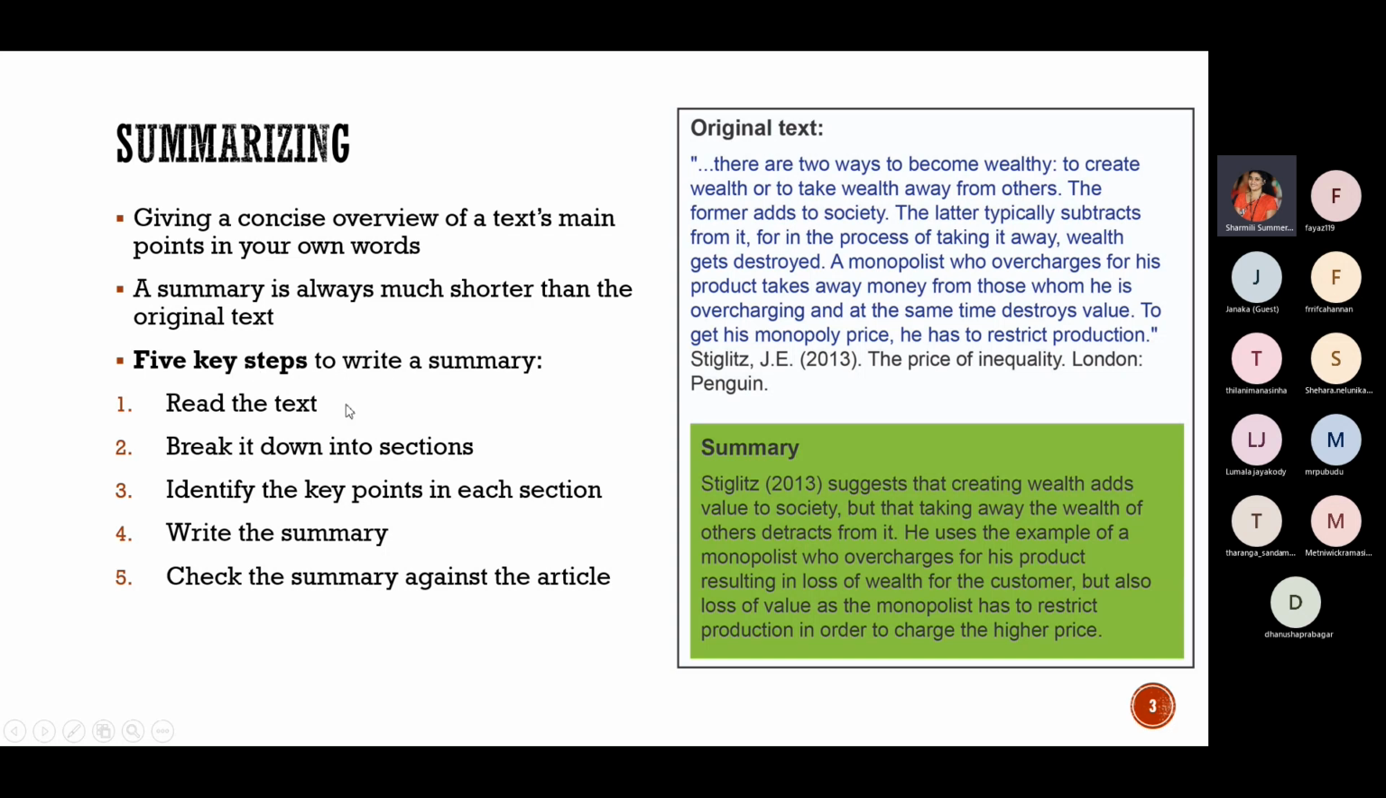So, major 5 key steps when you are writing a summary. First, read the text and break it down into small sections. And in each section, identify the key points.